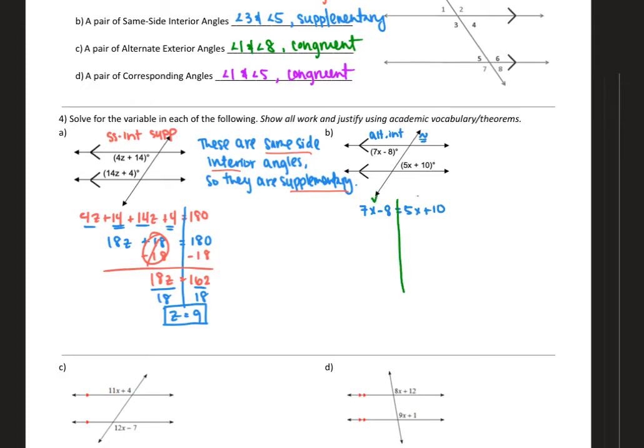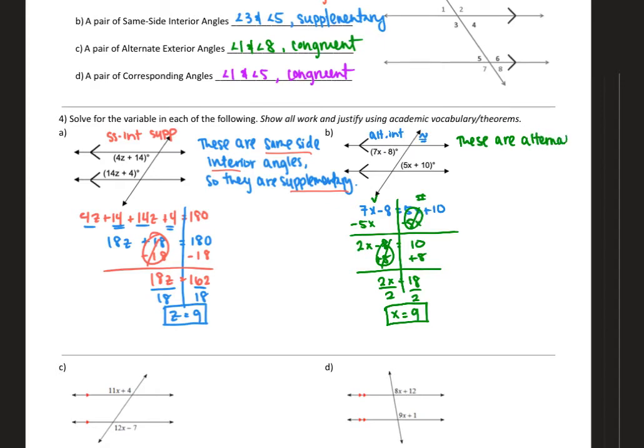All right, I'm going to put my variables on the left and my numbers on the right. So I'm going to subtract 5x from both sides. So I have 2x minus 8 equals 10. And then I'm going to add 8. So I have 2x equals 18. And then I'm going to divide both sides by 2. So x equals 9 in this case. And then to justify, I'm going to say these are alternate interior angles, so they are congruent.